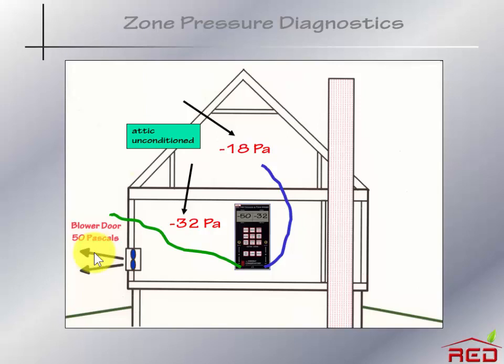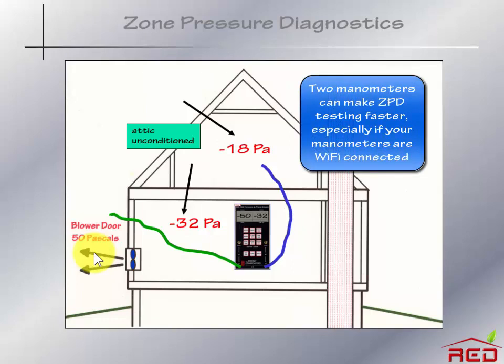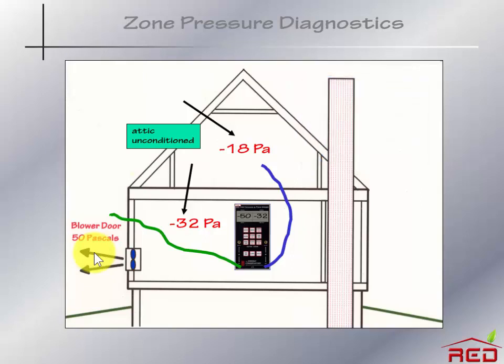Before we leave this topic, just one more thing. If you are able to get your hands on two manometers, it makes things a bit easier. You can keep one at the blower door, and you can walk around and do your ZPD testing with the other one. Of course, it is possible to do ZPD testing with just one manometer. You use it at the blower door, then walk around with the same one and use it as you are doing your testing.